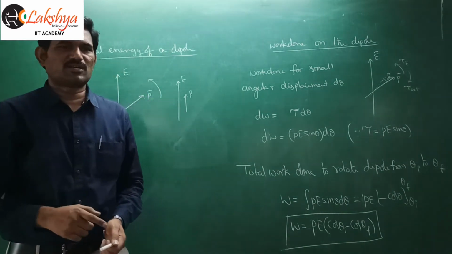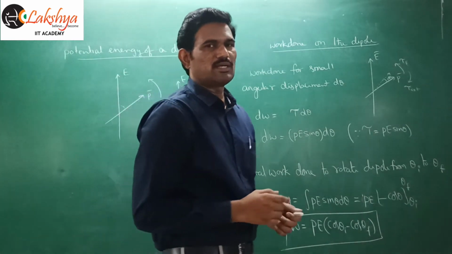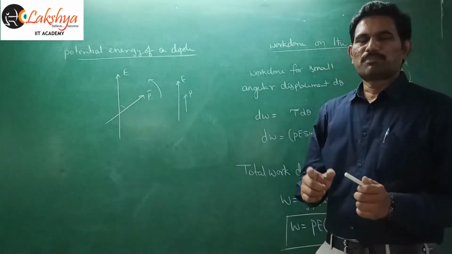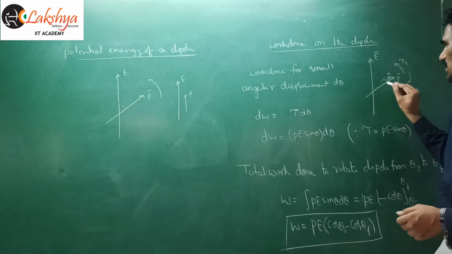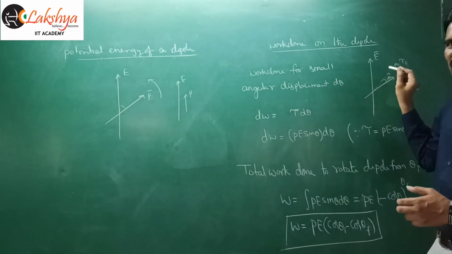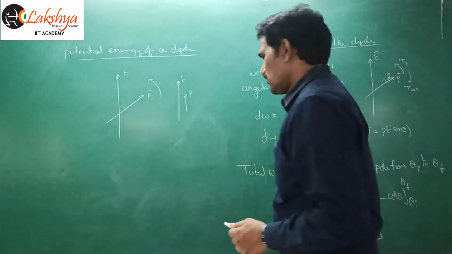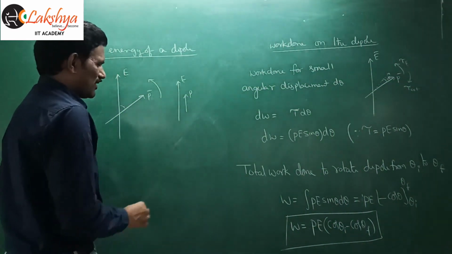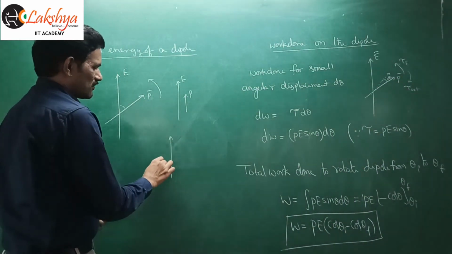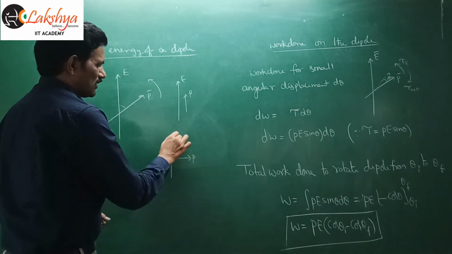There, theta initial and theta final mean which angles? The angle between P bar and E bar, the angle between the electric field and the dipole moment. You need to write that initial angle to final angle. And here there may be some confusion regarding this theta. For example, here I am giving angles like this. Initially P bar is like this and E bar is like this.